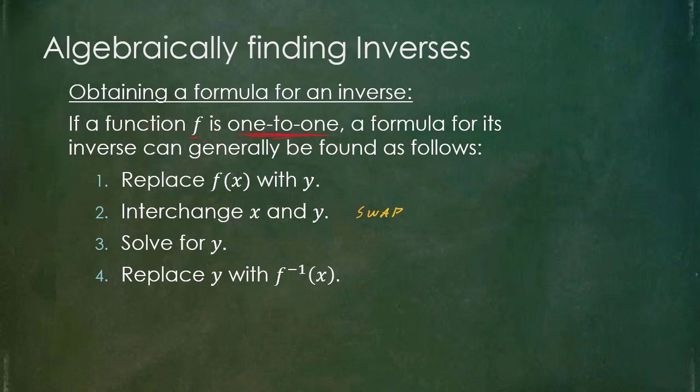All other numbers and powers and radicals and fractions, all those things stay exactly where they are. It's just the letters that are changing. At that point, you do everything in your power to try and isolate the y, so you would try and solve for y, and then once you have the y all by its lonesome, you then would replace it with the function notation for an inverse.